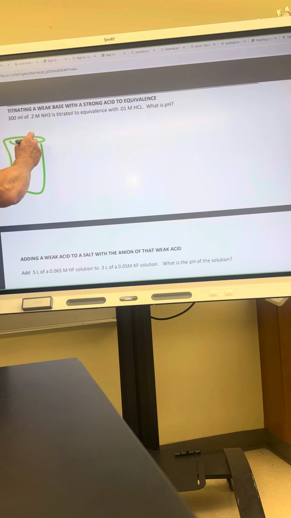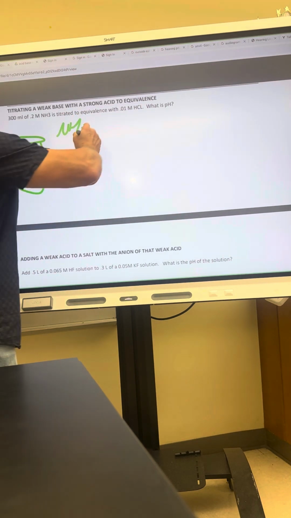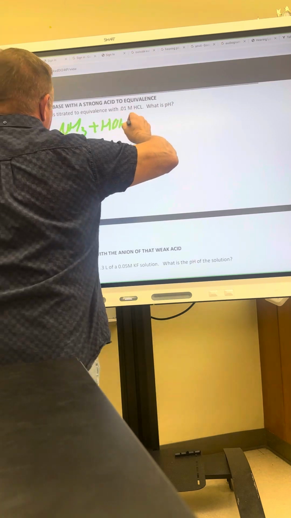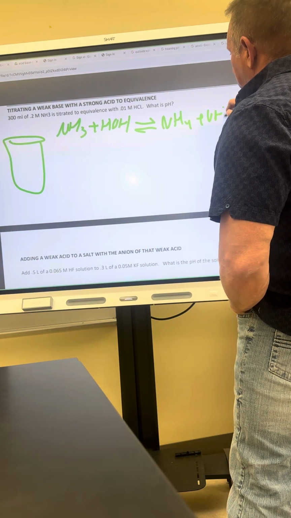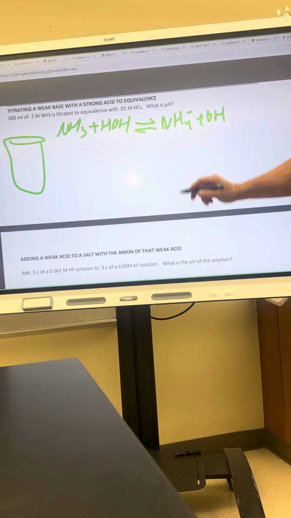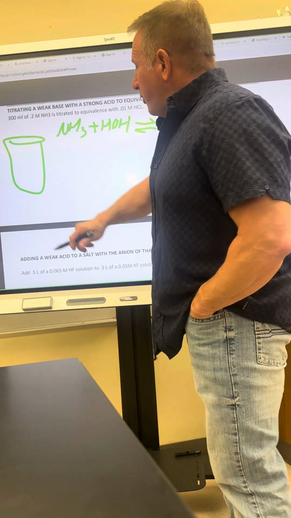We've got ammonia, NH3. That ammonia is going to react with water. We are going to now create NH4 plus OH. Yay! Now, what do we have? Plain and simple, molarity and volume.